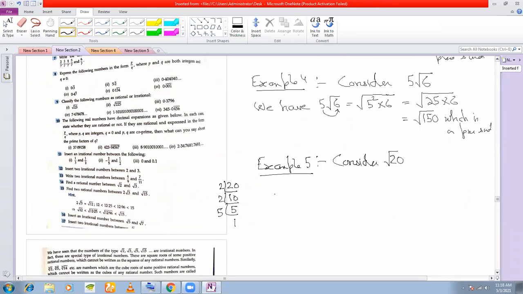Okay. So what you get here is square root 20 is equal to square root of 2 square into 5, which can be written as root over of 2 square into root 5. Now root over of 2 square is simply 2 into root 5. So which is a mixed surd.